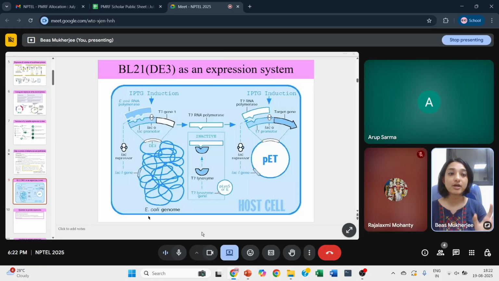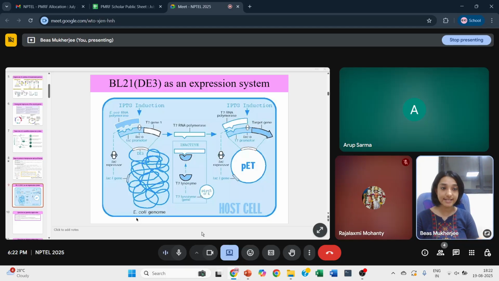Now we were talking about these BL21 DE3 cells, which are the most commonly used cells for protein expression. So what happens in this BL21 DE3, and what is DE3 after all? So see, in a BL21 cell that is normally used for protein expression in the laboratory, inside the genomic material of the bacteria, a part of the lambda DE3 phage genome, which is a bacteriophage, has been taken. It's a viral genome. Okay, so that has been taken and introduced into the genetic material of the bacteria.